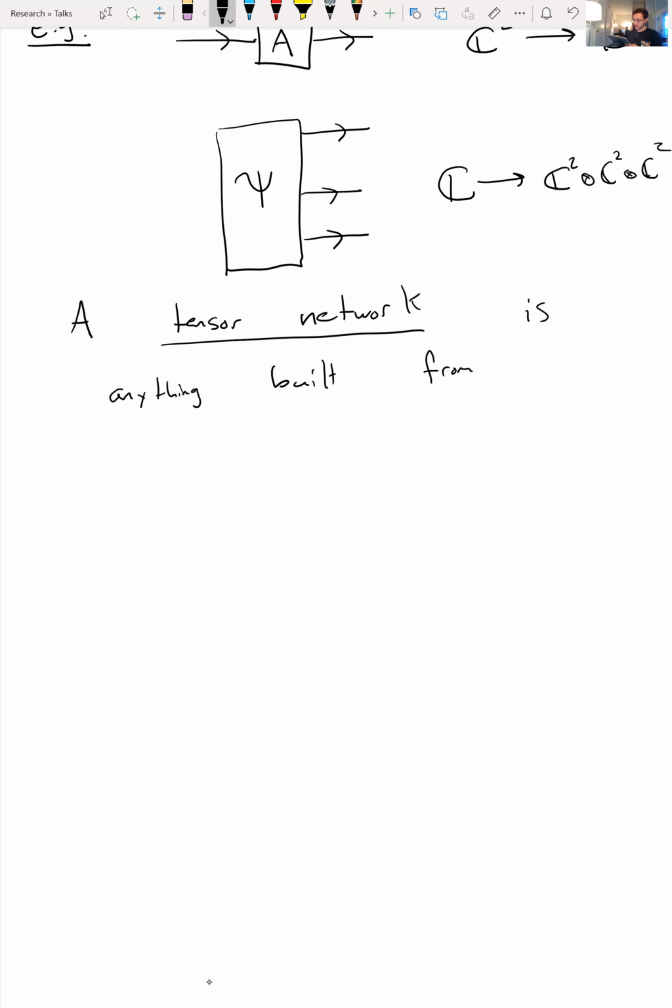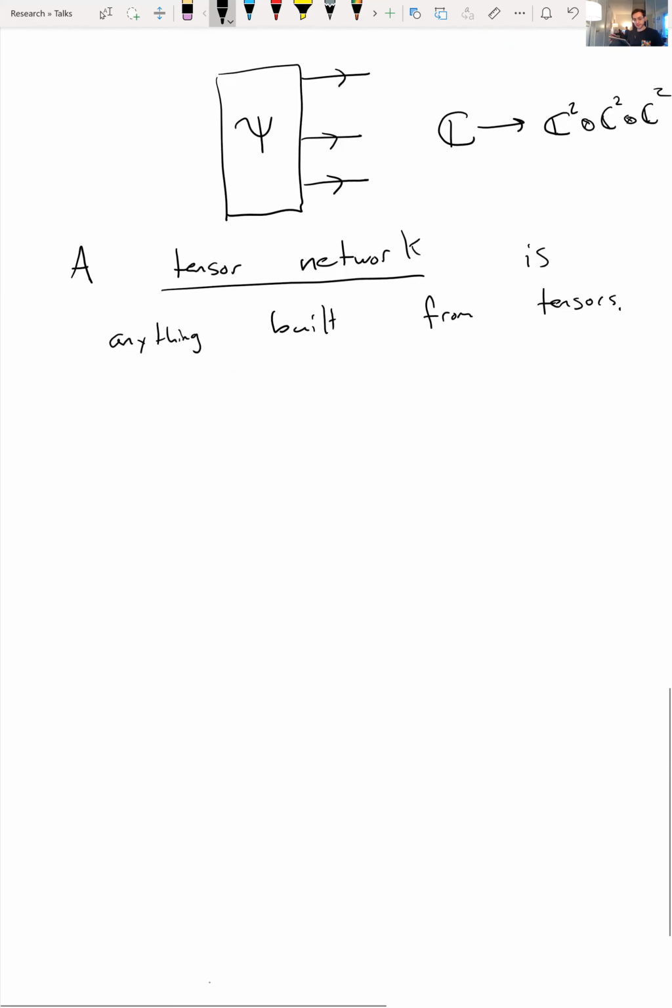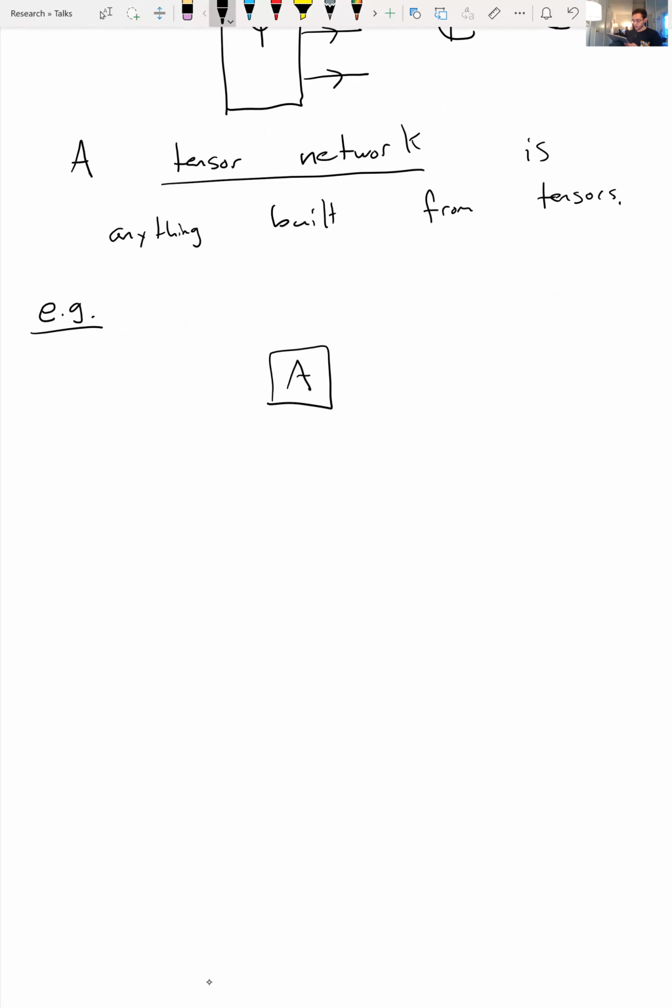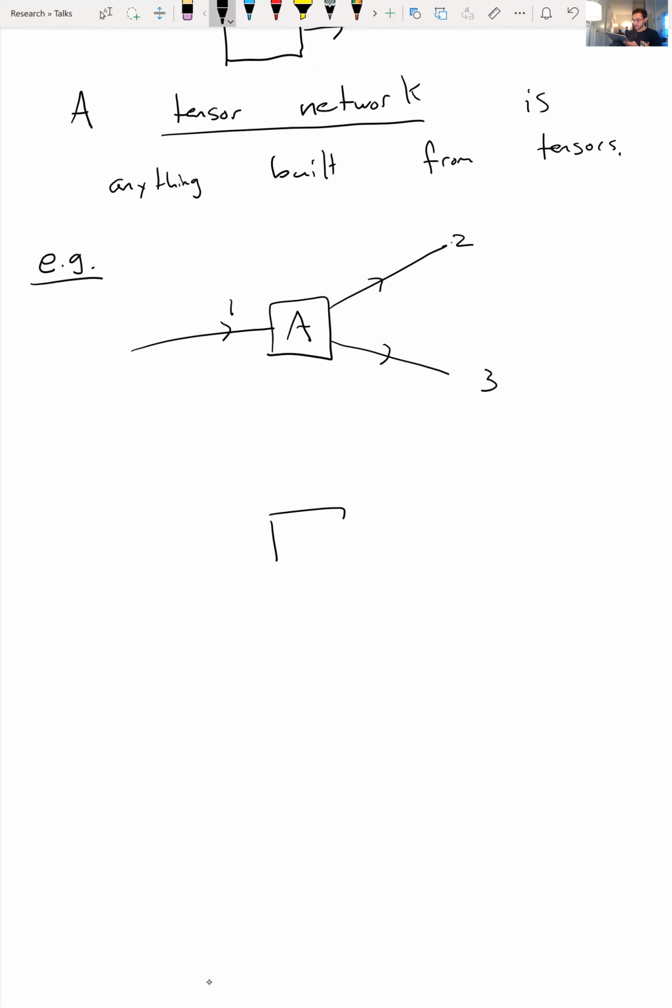And I stress that not every tensor network can be written as a circuit because of topological restrictions. So let me just write a very quick example, and then we'll be done with this review and we'll get into the main body of the talk, which is imagine, say, I have one tensor A, which takes in a state on Hilbert space 1 and spits out a state on Hilbert spaces 2 and 3. And suppose I have another tensor B, which takes in a state on Hilbert spaces, say, 2 and 3, and spits out a state on Hilbert spaces 1 and 4.